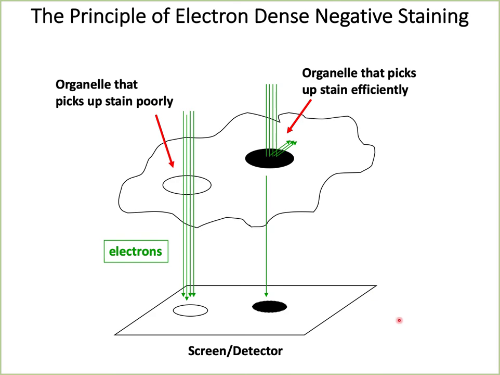So the different organelles in the cell will pick up the stain more or less efficiently. The organelle that picks up the stain poorly will allow the electrons to pass through, and those electrons will reach the detector and appear very light right here. An organelle that absorbs the stain very efficiently will deflect most of the electrons. The heavy metal stains are very dense, which we discussed right here.